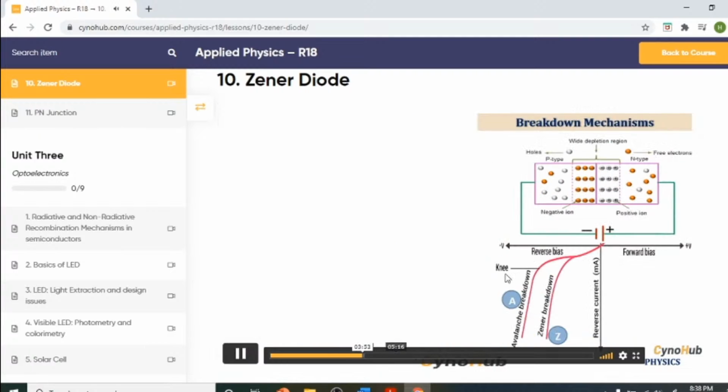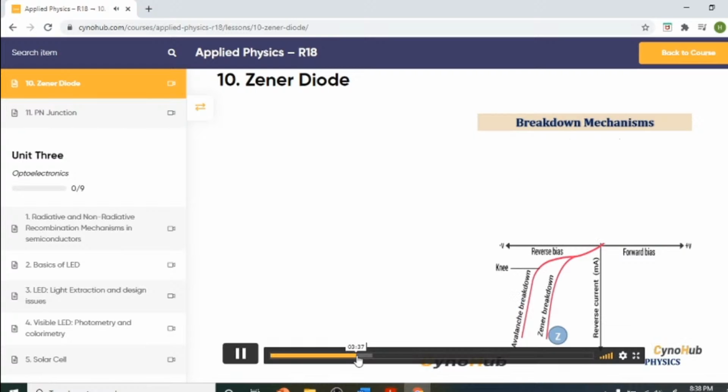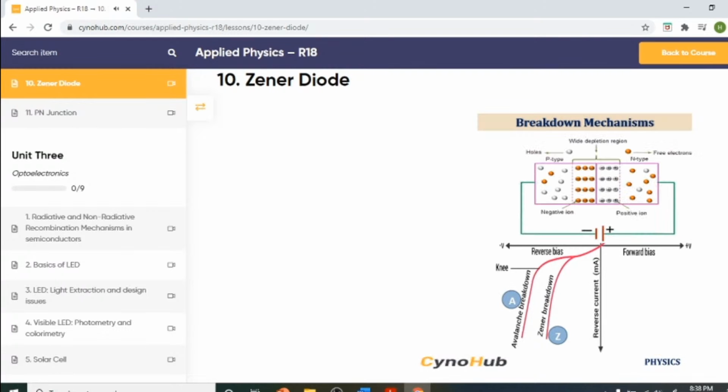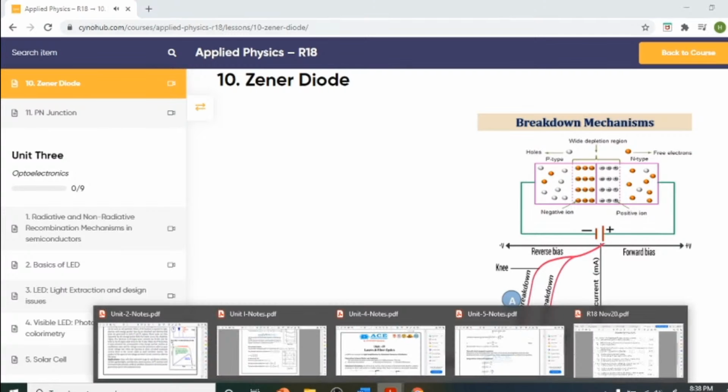These are the Zener characteristics. You would write down about the breakdown mechanisms as far as the Zener diode is concerned, and the avalanche breakdown. We know that the reverse bias connection is made. This is how the video would be available. You can go through that video. All the videos are available on our website.